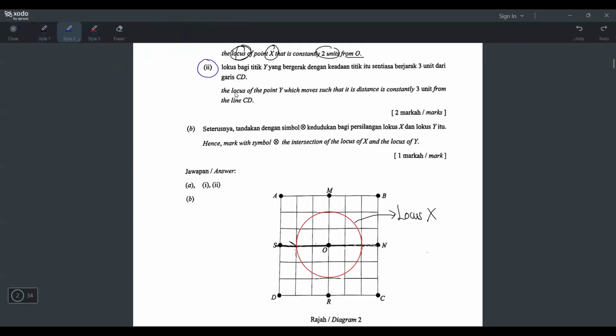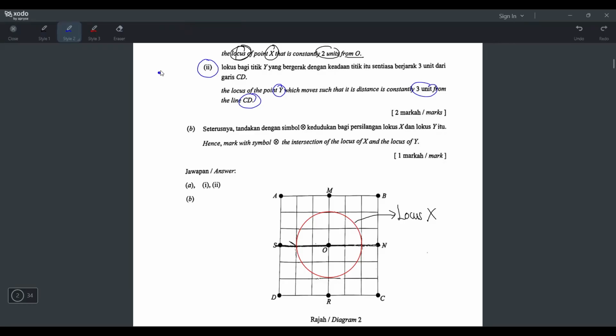So number 2 says what? You want to draw the locus of Y. So this time you're drawing moving point Y. Okay, now they tell you the condition already. So Y is moving in such a way that what's the condition? Distance is constantly 3 units from line CD. Okay, this one you don't tell me you draw a circle. No, no, no, no. If the distance is 2 units from one point.